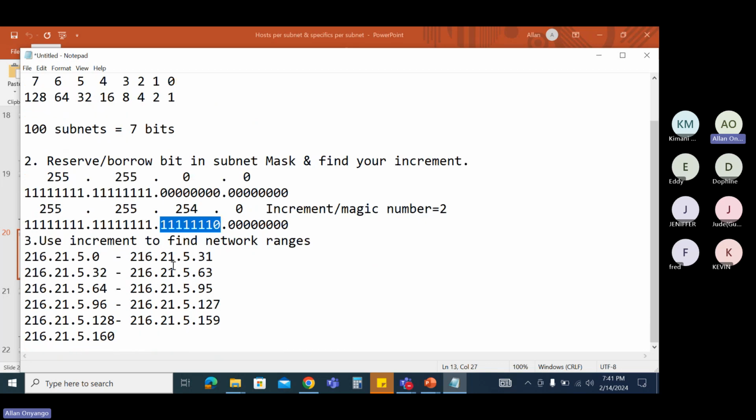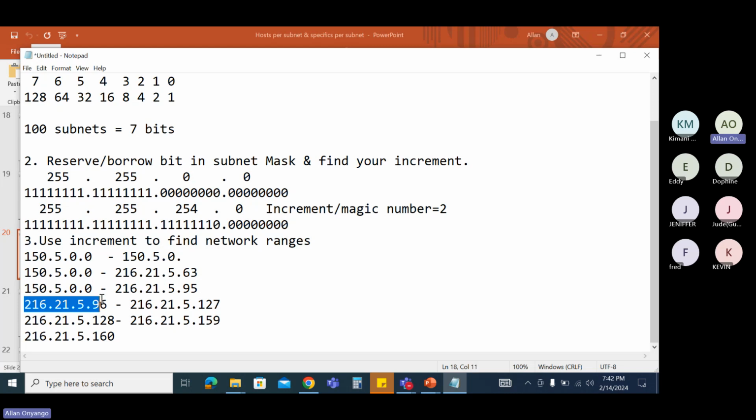Then we now go and we find the network ranges. You see the way it is flowing now. So on our network range, what was our address? 150.5.0.0, isn't it? So I want to use it to replace all these ones here. I just use it to replace all these guys here. Here there'll be a few complications, but we are going to learn what that is.